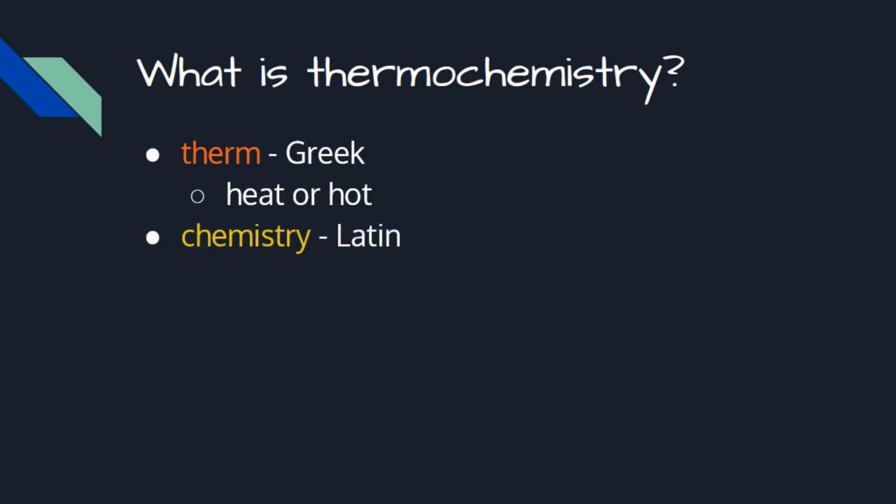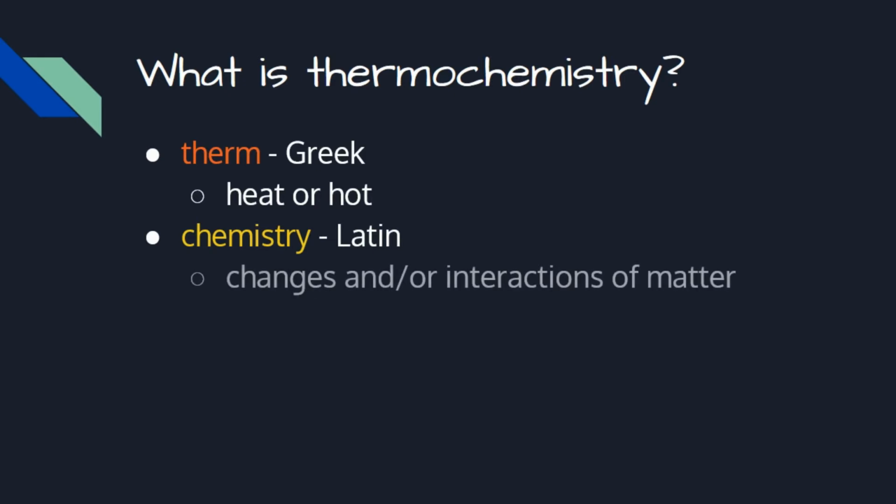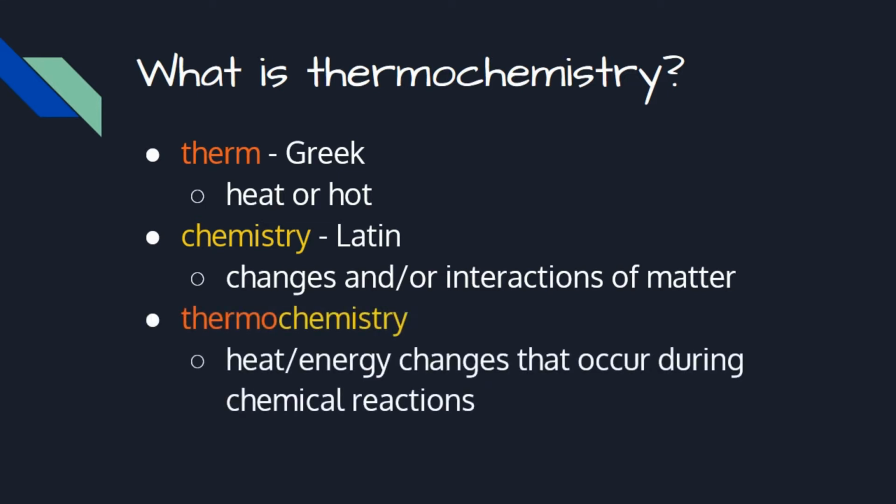Chemistry comes from a Latin word, actually comes from the same root as alchemist. But chemistry is, we're looking at changes and interactions of matter. So if we put those two things together, therm and chemistry, we're talking about thermochemistry. We're looking at the heat or energy changes that occur during chemical reactions. So when we talk about thermochemistry, we're looking at the heat, we're looking at the energy, and how those things change as matter is changing.